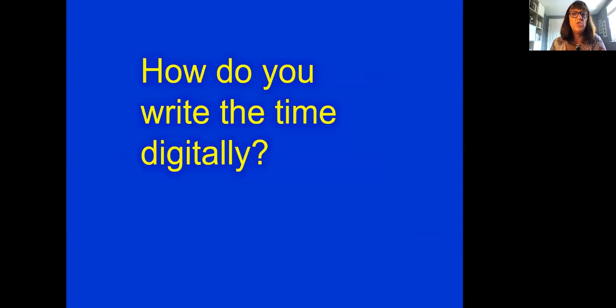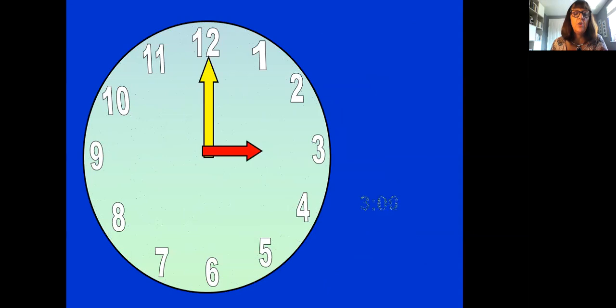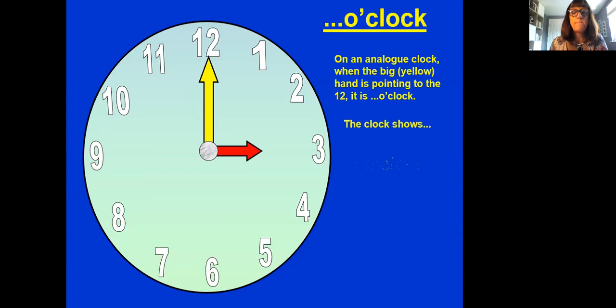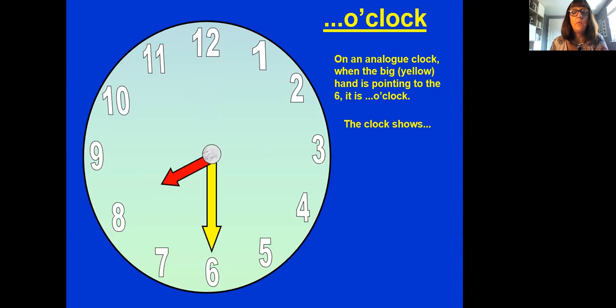How do we write these numbers digitally? Because in your work today on page 35, you've got to put them in number form as well, digitally. So there's the clock face again. This one says 3 o'clock. So we write it 3.00. 3 o'clock. Here's another one. A half past this time. 8:30. We write it 8.30 because 30 minutes have gone past.